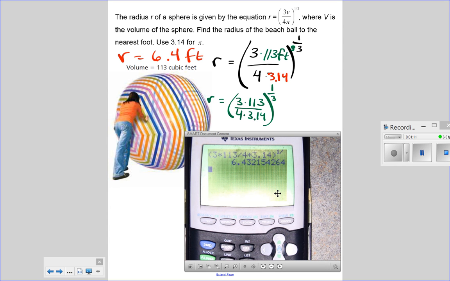So if I have a sphere with a volume of 113 cubic feet, we wanted to know what the radius of that sphere would be, and we ended up getting 6.4 feet. Some head nodding happened. Good. Are you guys ready for the next one?